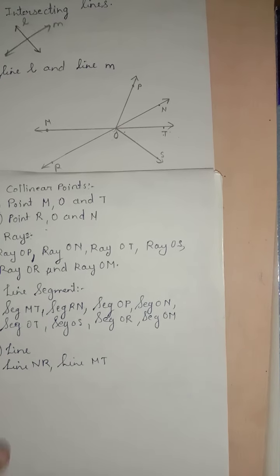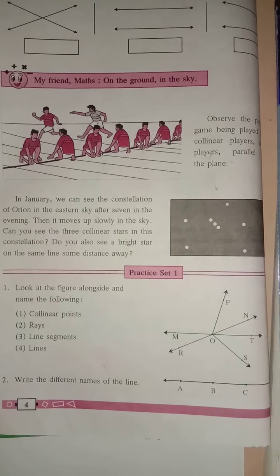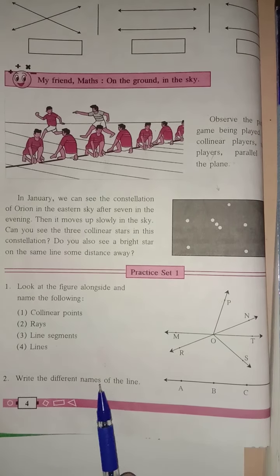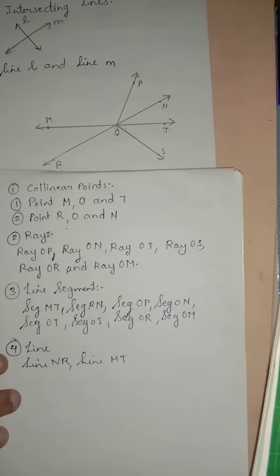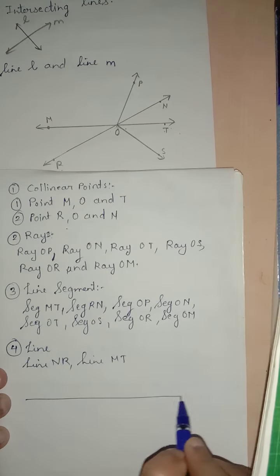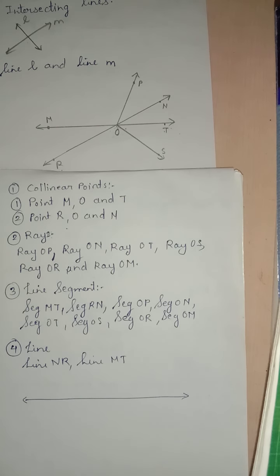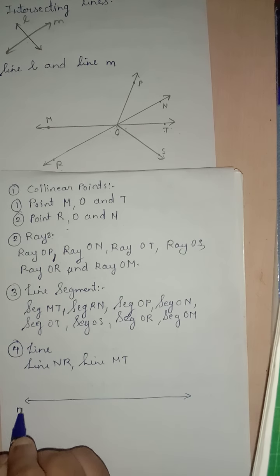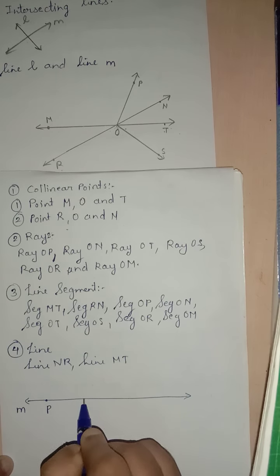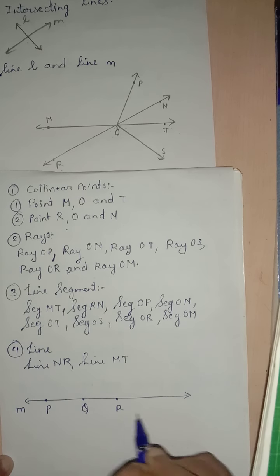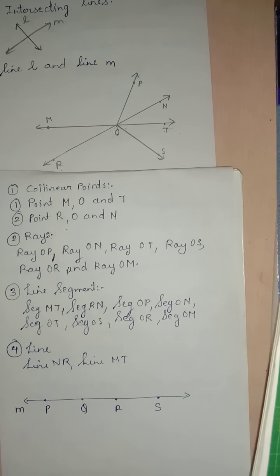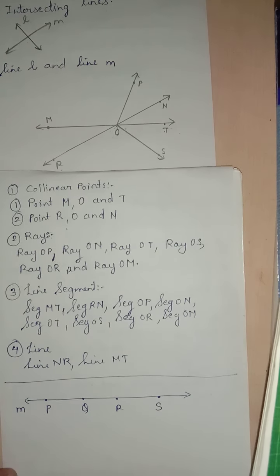Now we'll solve the next question, that is question 2. Write the different names of this line. But I will take something different. Okay. For example, I am drawing a diagram here. What is this diagram called? Yes, a line. I will name it M. Now, we will learn how to name this in different ways.